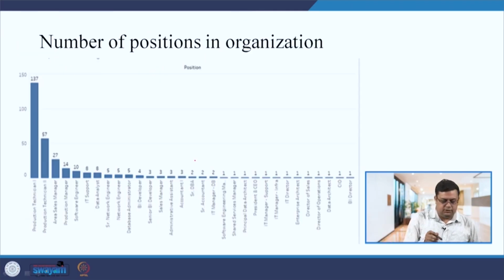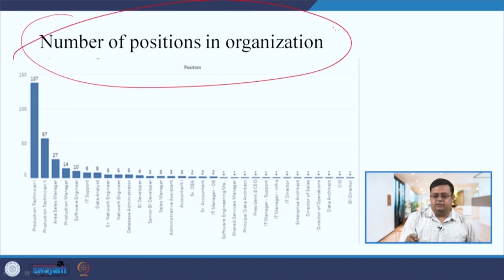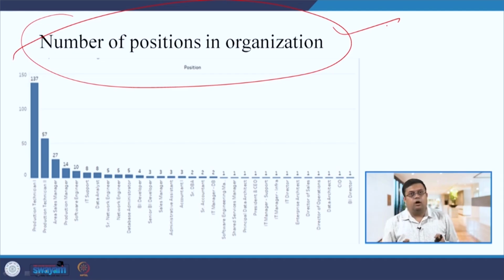Number of positions available in the organization. So now, according to the positions, how many positions are available. On the x axis you have written all the position names, and on the y axis the number of positions is there.